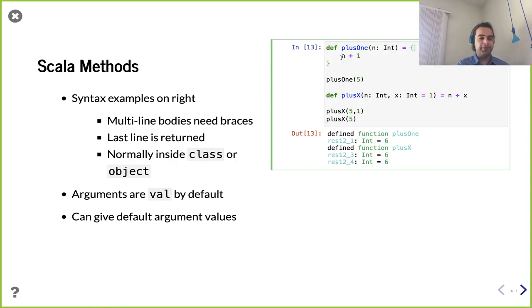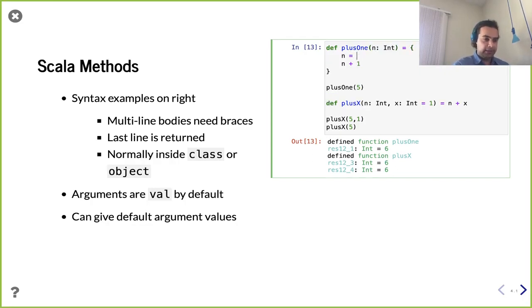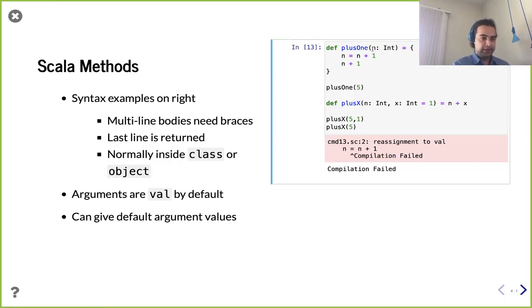But normally, if you want to define a function in Scala, it needs to be inside of a class or object scope. Some other little details. These arguments, much like the class parameters we saw before, are treated by default as val. So if you want to make them a var, you need to declare it a var. For example, if I tried to say n equals n plus 1, it's going to yell at me. If I said I want to make that a var, it's going to be okay with that.